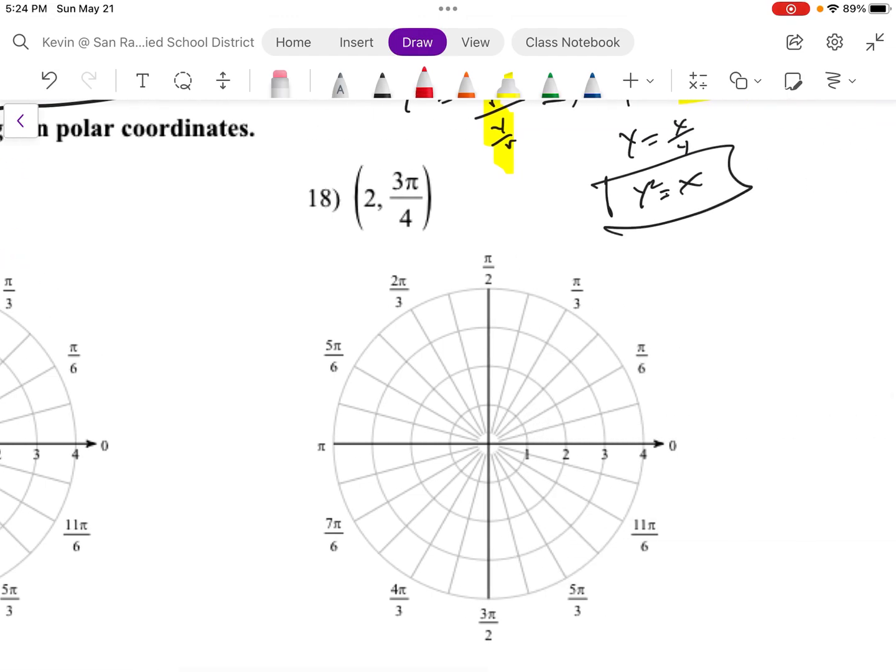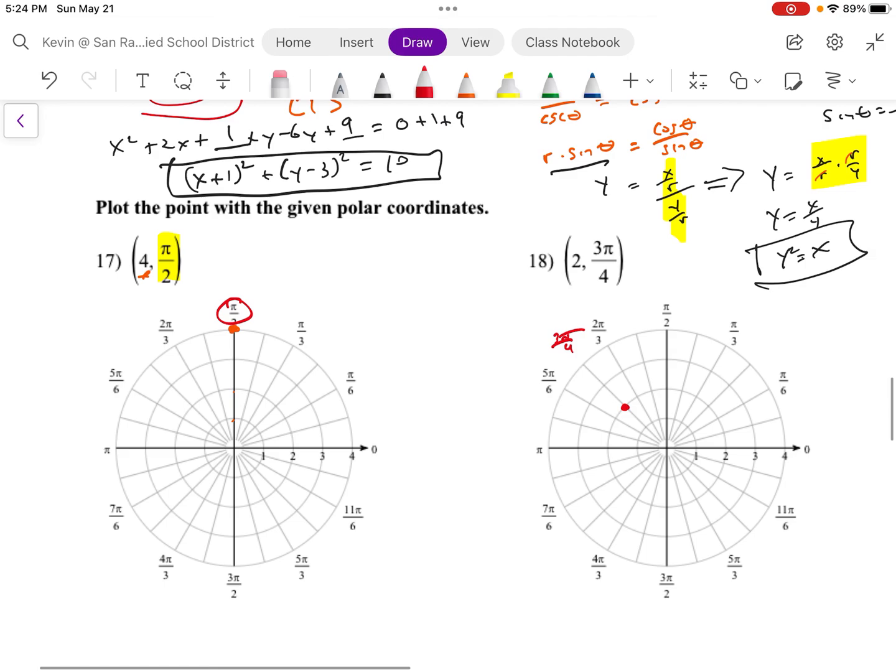All right, coming over here. Again, first look for the angle. 3 pi over 4. Pi over 4, 2 pi over 4, 3 pi over 4. And then we count 1, 2. Okay. So these were kind of overtly simple plots.